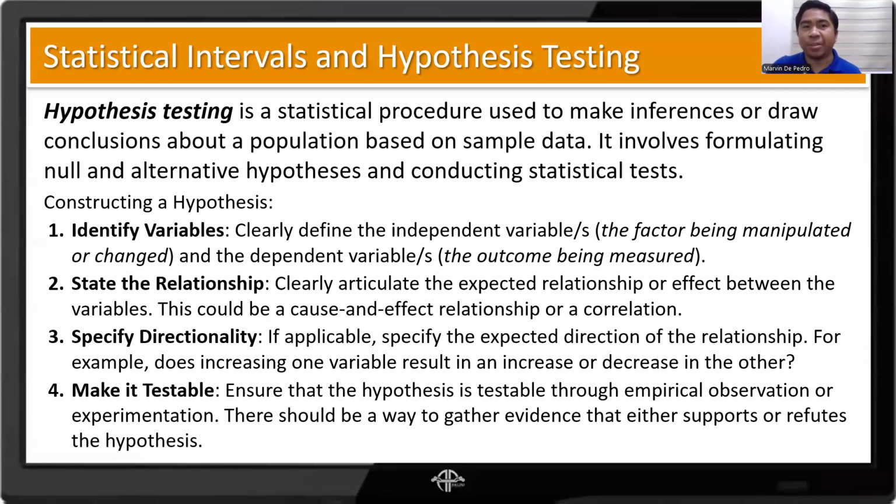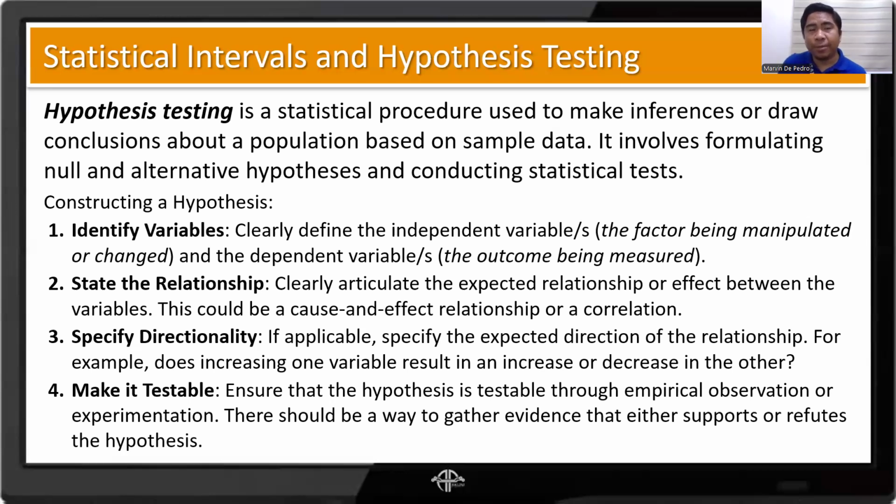So that's the correlation test. We want to answer that question. Of course, once you have your hypothesis, make sure that it is testable. Ensure that the hypothesis is testable through empirical observation or experimentation. There should be a way to gather evidence that either supports or refutes the hypothesis. So you have to design your experiment.